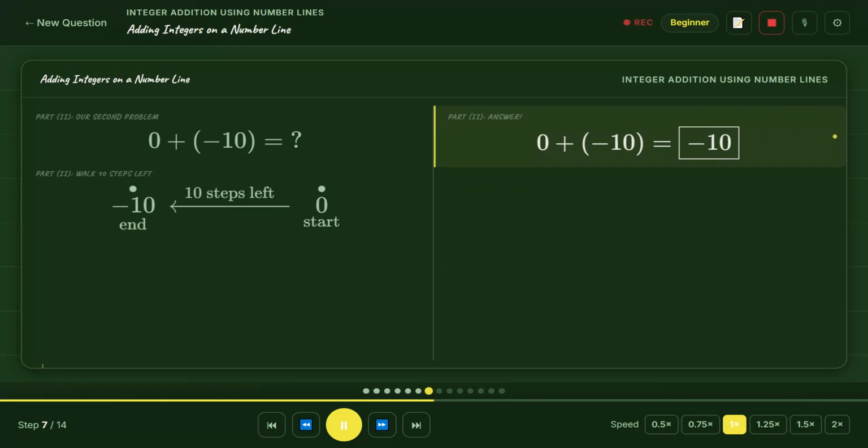0 plus negative 10 equals negative 10. When we start at 0 and walk left, we land on a minus number. Easy peasy.